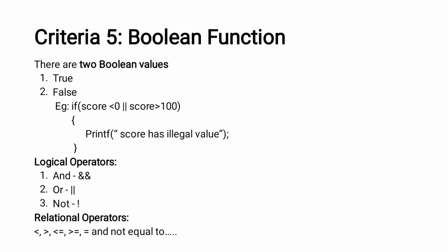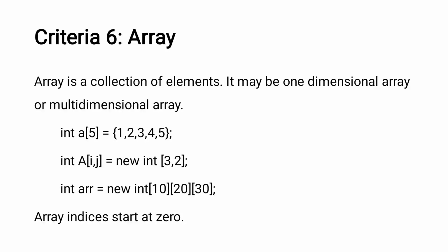What are the different types of relational operators? We can use less than, greater than, less than or equal to, greater than or equal to, and not equal to. So this is about the Boolean functions. Criteria number 6 is for arrays. What is an array? It is a collection of elements. It may be a one-dimensional array or a multi-dimensional array.